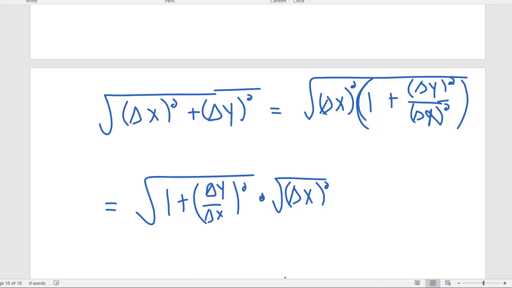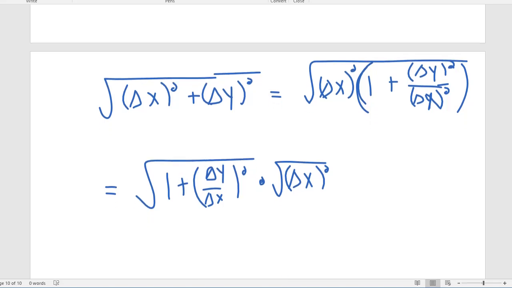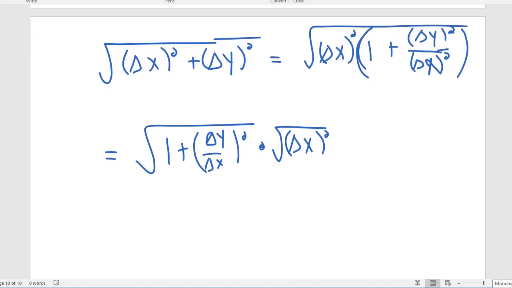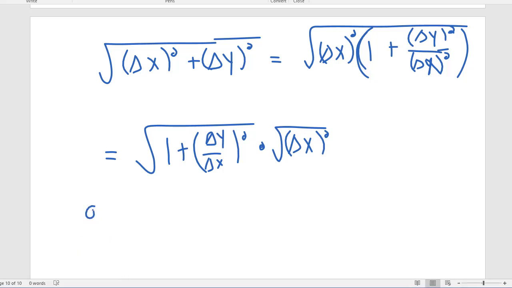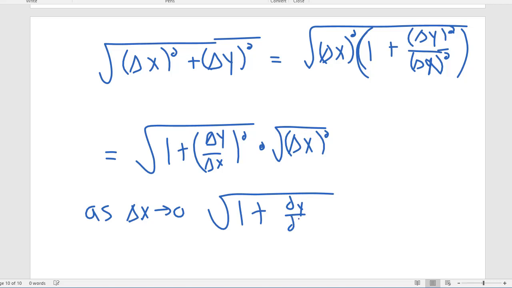So now, if we were to take a limit, right, in the limit as delta x goes to 0, this becomes 1 plus, we get the derivative dy dx squared, and then the radical and the square go away here, and we get just the dx. So in our limit process, this is really what we want to write.